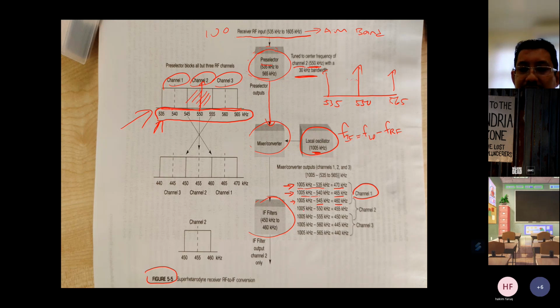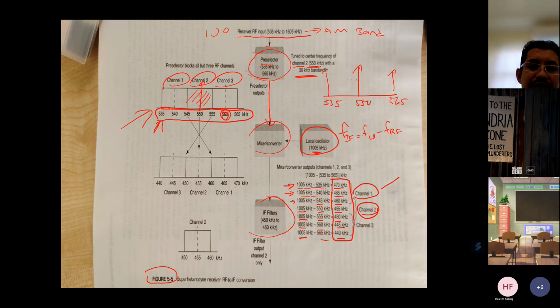And for the second channel, F_LO tolakkan dengan 550 dapat 455. F_LO tolak 555 dapat 450. So this is for the second channel. And for the third channel, F_LO minus 560, we get 445, and then here we get 440. So kalau you lihat, kita dah dapat set of frequencies yang baru, the new frequencies for channel 1, channel 2, and channel 3.